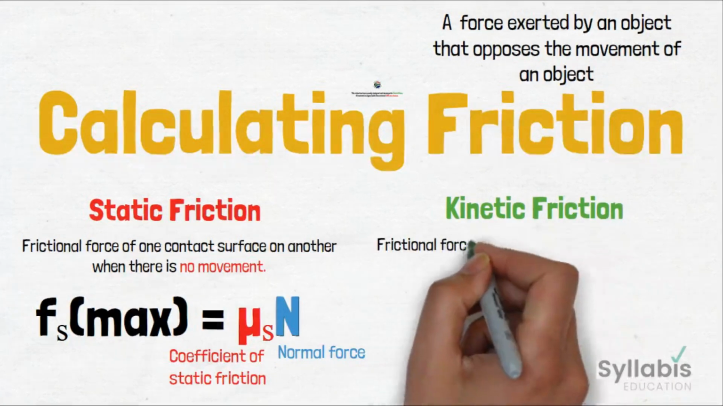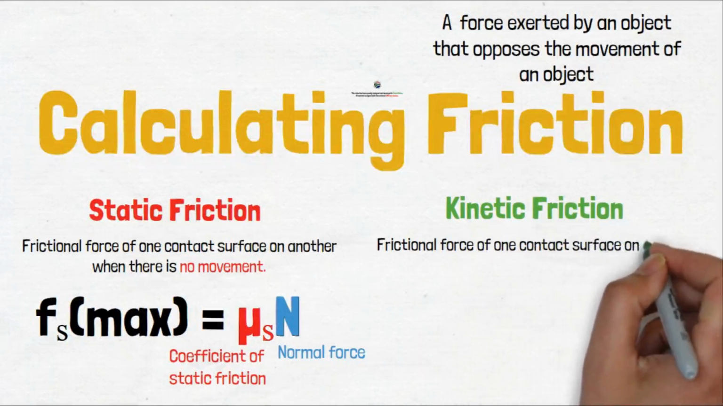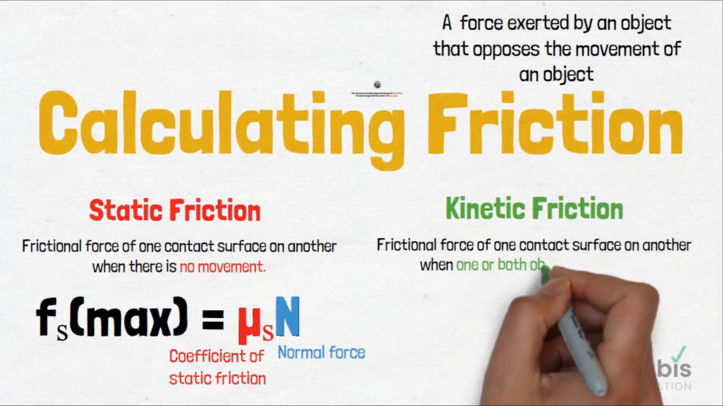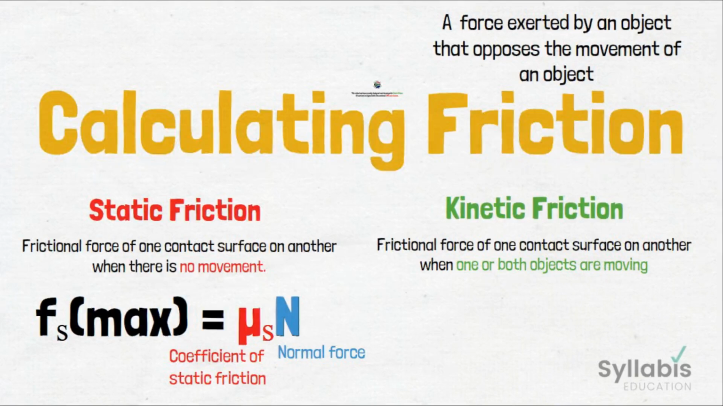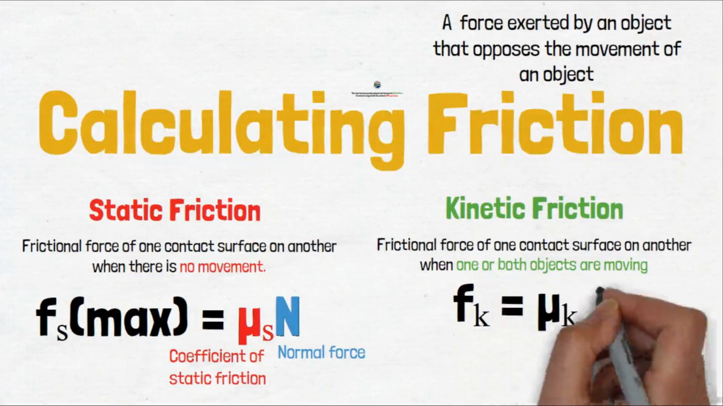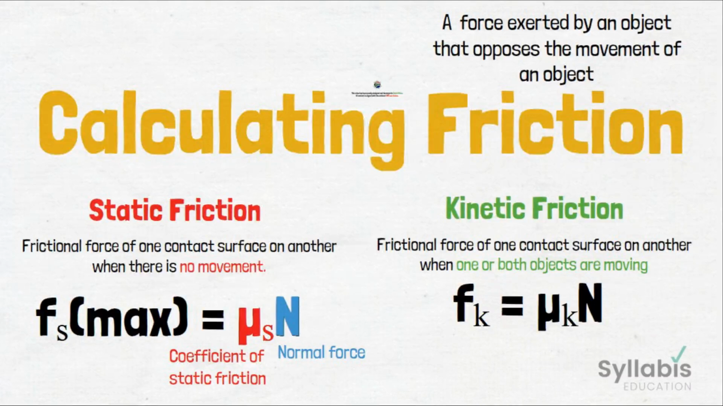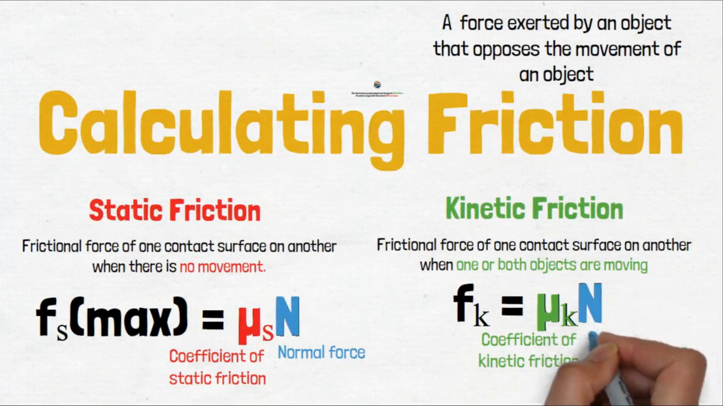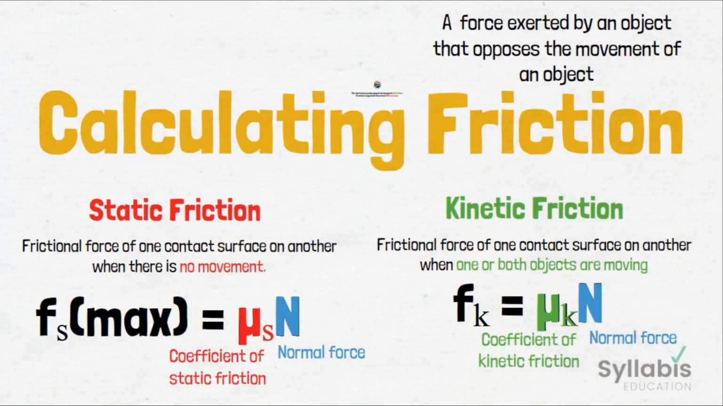Kinetic friction is the frictional force of one contact surface on another, when one or both objects are moving. This is the formula for kinetic friction. This symbol is the coefficient of kinetic friction. And this is the normal force. So kinetic friction can be calculated by multiplying the coefficient of kinetic friction by the normal force acting on an object.